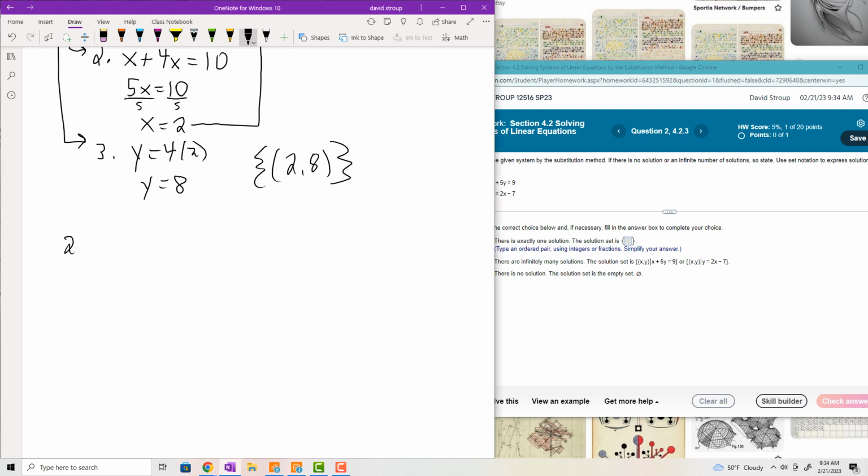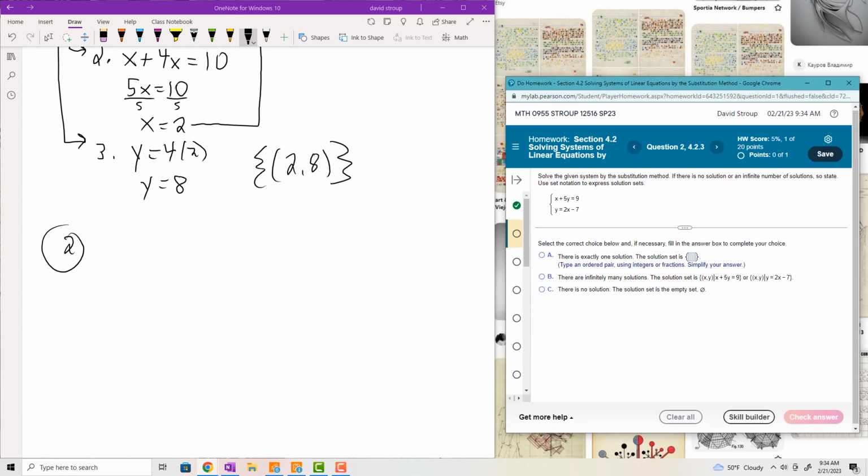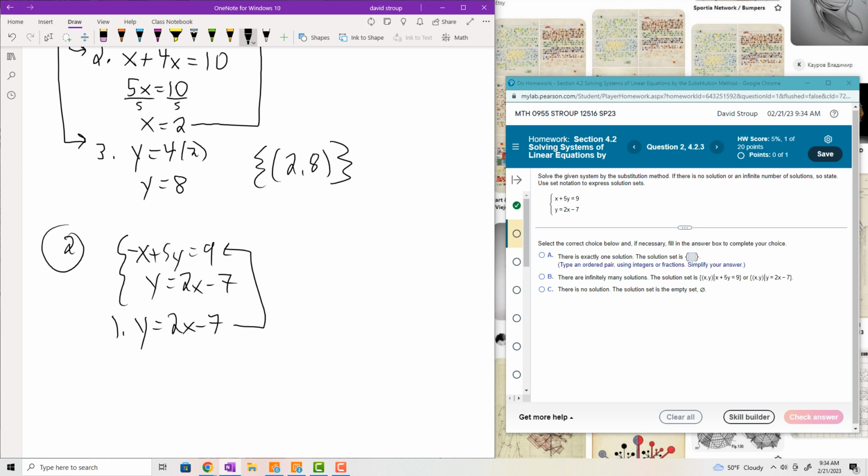Problem 2. Okay, so x plus 5y is 9, and then y equals 2x minus 7. So I'm going to use that second equation for my substitution, and then I take that and put it into the unused equation.